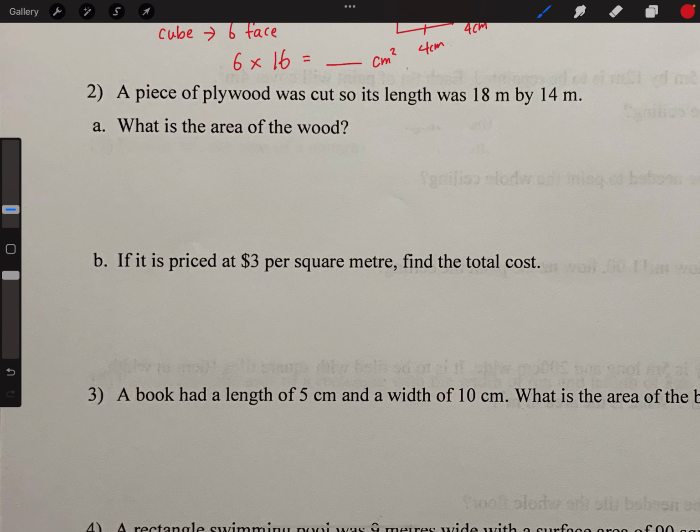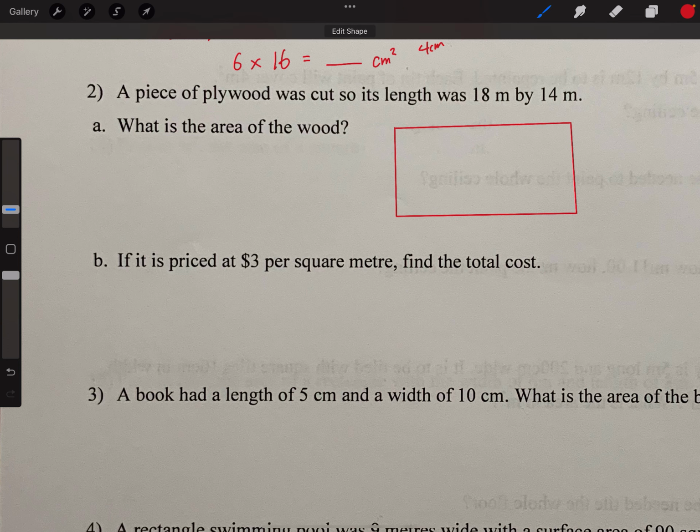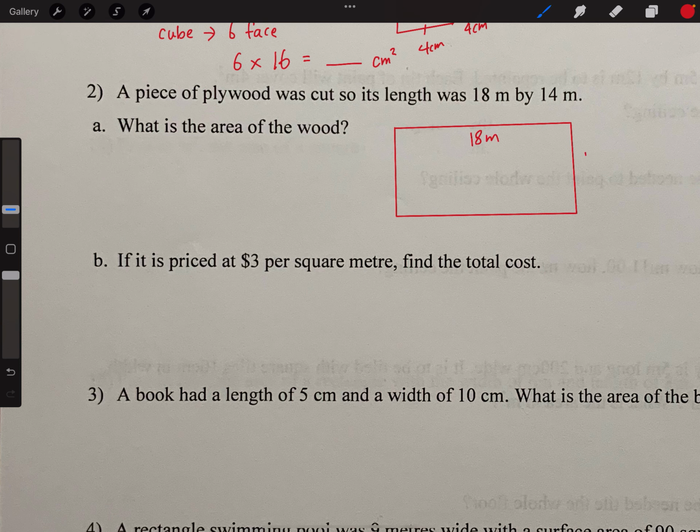Question 2. A piece of plywood was cut so its length was 18 meters by 14 meters. What is the area of the wood? So imagine you have a piece of wood there, and it was 18 meters by 14 meters. To find the area, we multiply the length by the width. So that will be 18 times 14. And the answer is going to be in meters squared. So find out what the answer is.